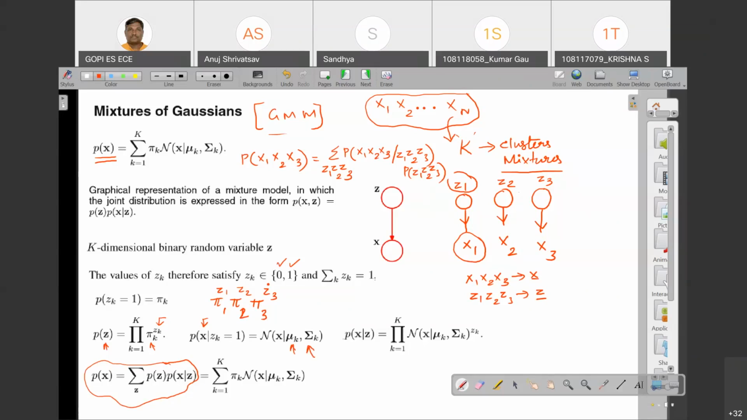So your probability of X given Z can also be written using the same trick. We are going to have a Gaussian density model here, raised to the power Zk. Zk can take either 1 or 0, but only one among them is going to be 1, and the others are going to be 0. So only one will get highlighted. We are going to plug this into this expression for the probability of X given Z, and then we'll see what is going to happen.